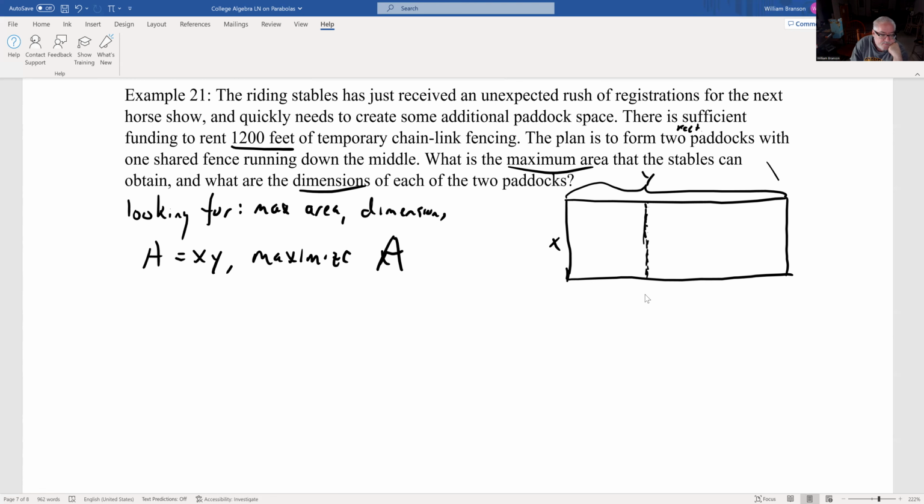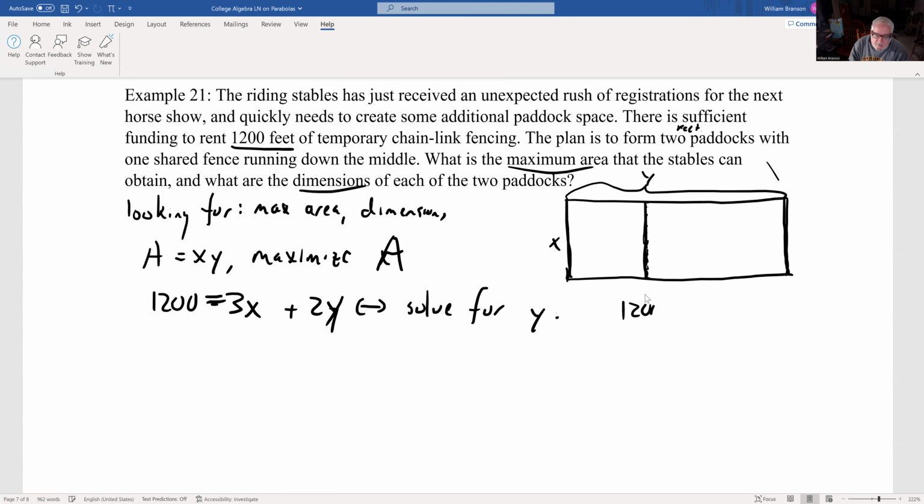Right? x is how long this is, and you're going to need 3 of those to build your paddocks. So your 1,200 feet of fencing has to be broken up into 3 sort of vertical sections and 2 horizontal sections. And so now we have a relationship between x's and y's, and so we can solve this for y. That gives me 1,200 minus 3x equals 2y, or 600 minus 3 halves x equals y. Take this and plug it in to here.